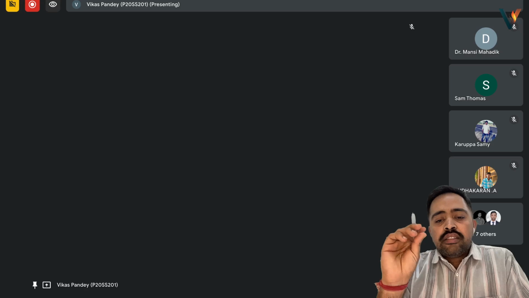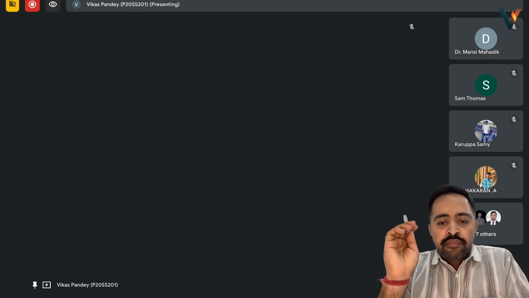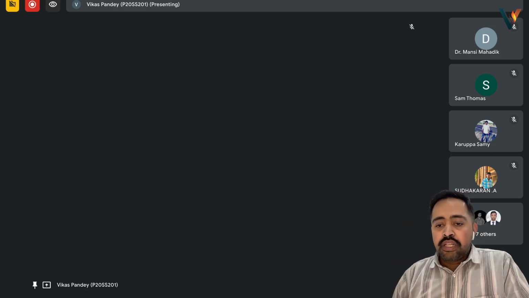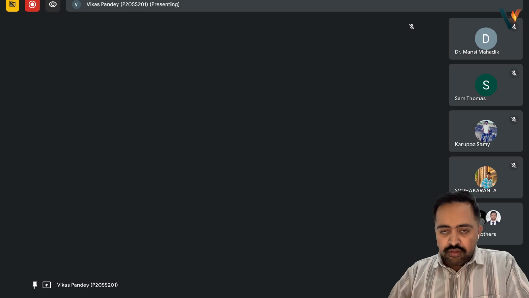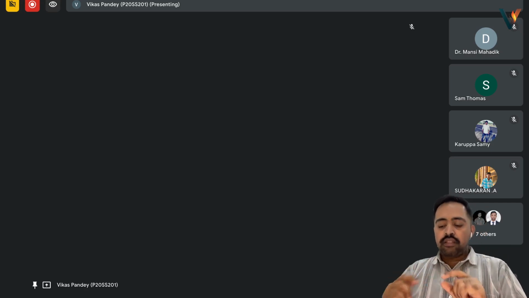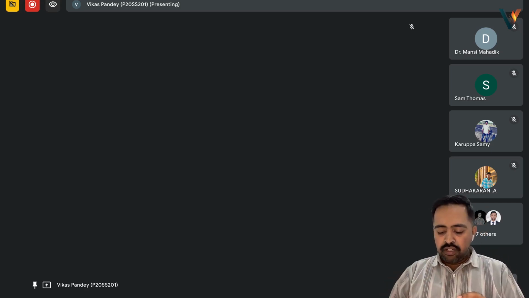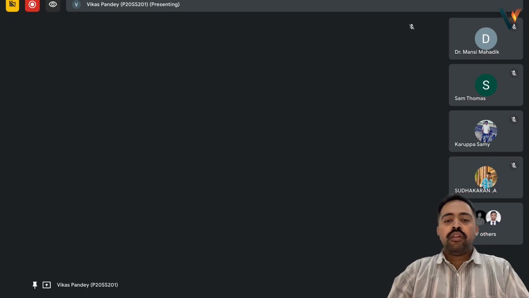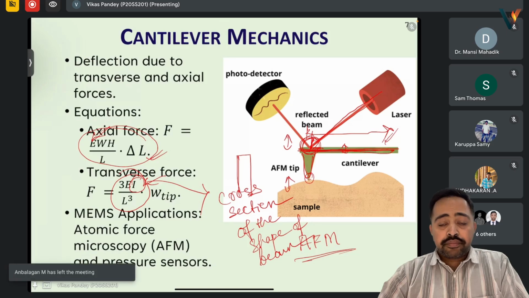L is the length of the beam, and W tip is the deflection at the tip of the beam, not this one. Here, what will be the deflection? That will be the deflection, the same deflection that occurs here will actually occur at the bottom. Okay, so this is the equation.